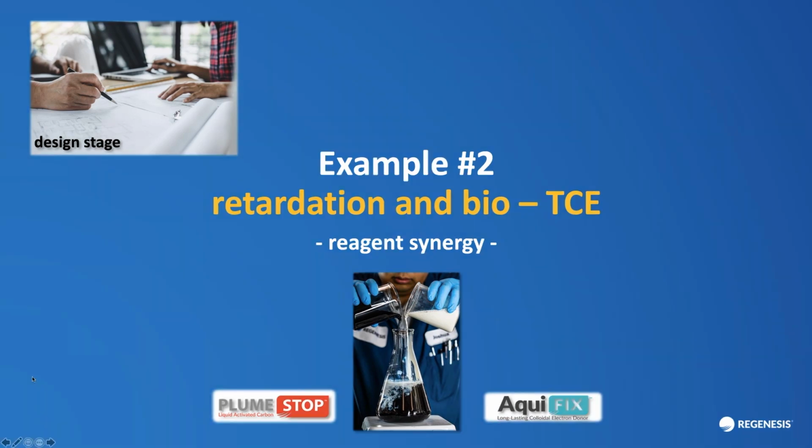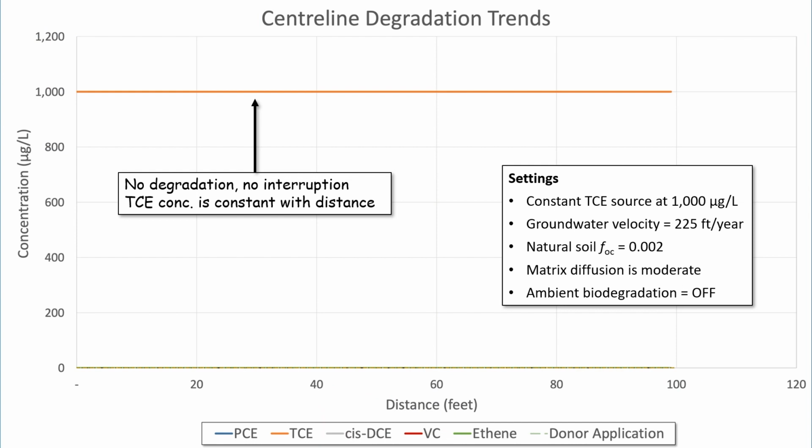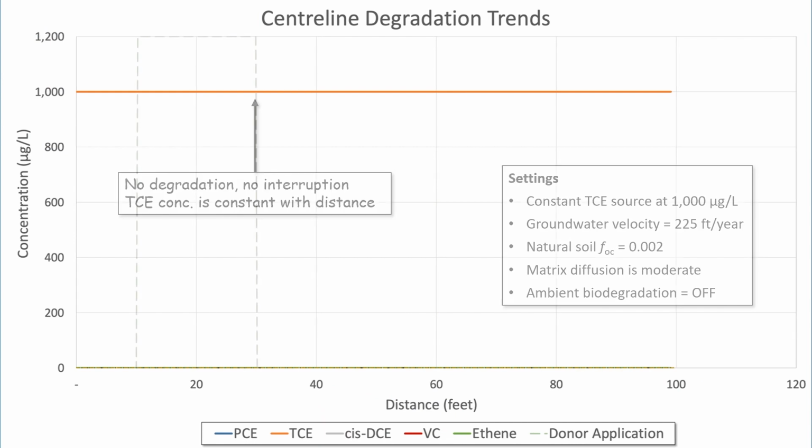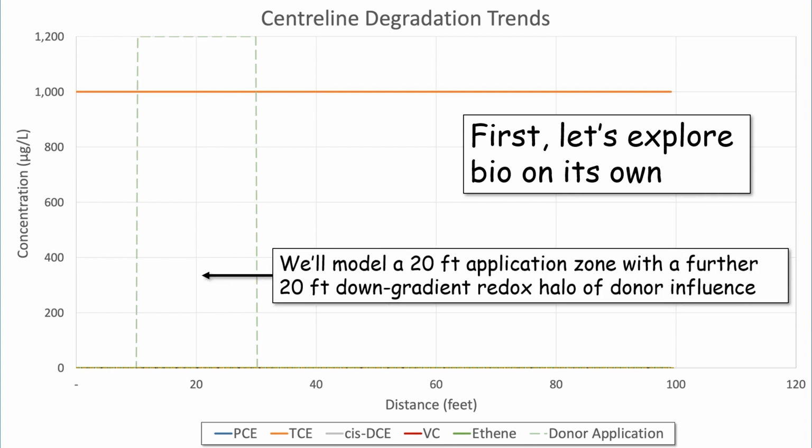I'm going to take a look at biodegradation. Well, this is the same starting point that we had before, so no degradation, no interruption. And I'm going to start this exploration by looking at biodegradation on its own. So here is my electron donor application zone in a theoretic sense in PlumeForce. We'll model a 20-foot application zone and we'll allow in the software a 20-foot down gradient redox halo of donor influence where the treatment zone setup kind of segues back to ambient background.